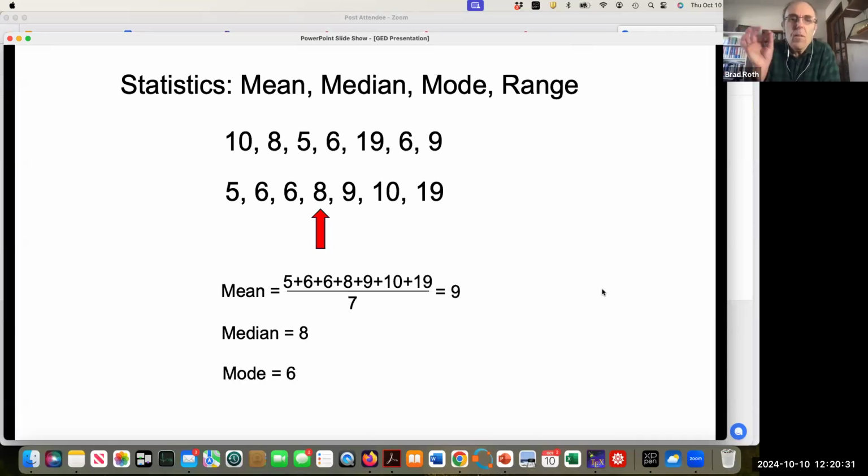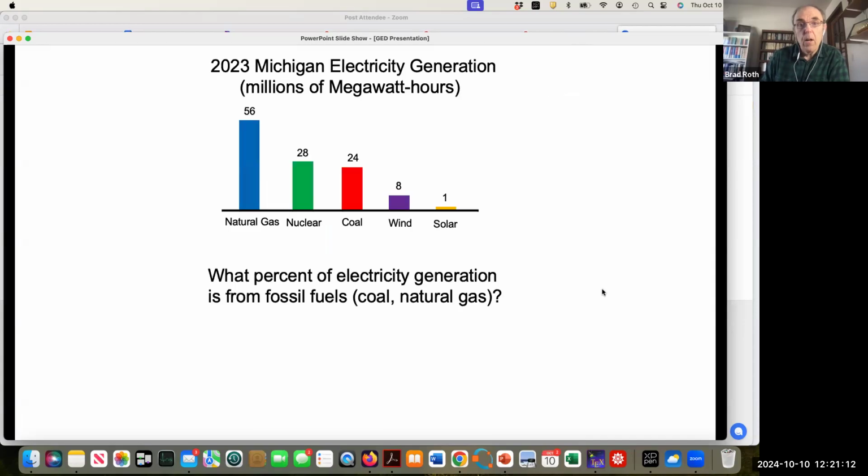The mode: now, 6 is given twice. So the number that's given most often is the mode. So the mode in this case is 6. The mode isn't used too much, and sometimes it can be very deceiving because you might have some odd number that's given a few more times than other common numbers. But the definition of the mode is the value that's given most often. In this case, it's 6, and the range is 19 minus 5, so it's 14. So if you know those 4 numbers, you should be good with all the statistics that could come up on the tests.